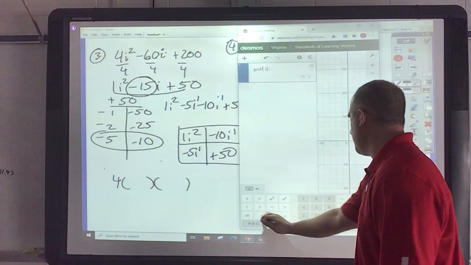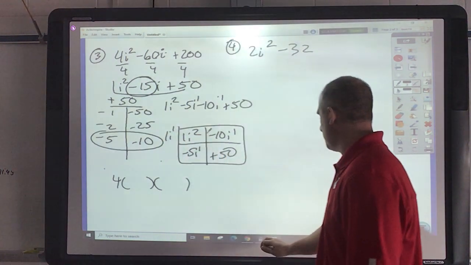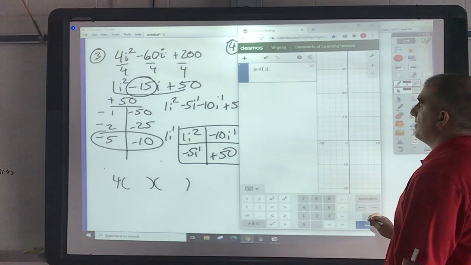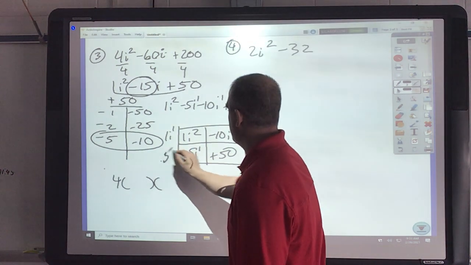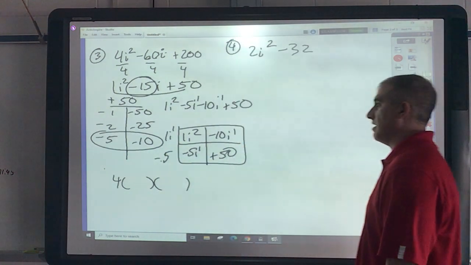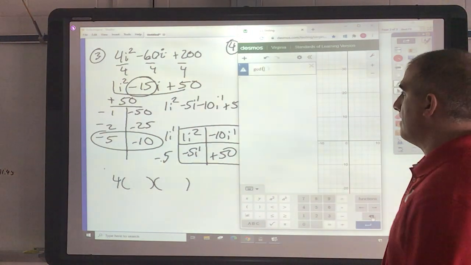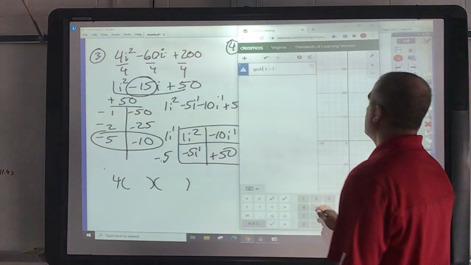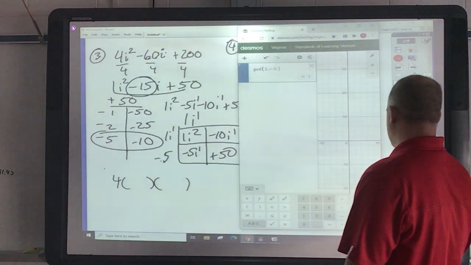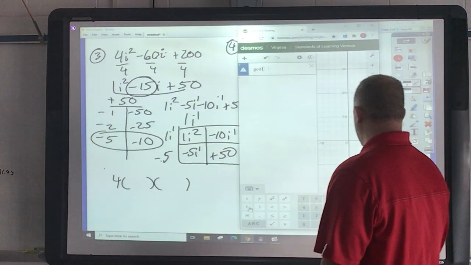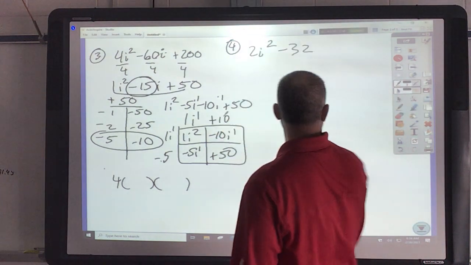Okay, so I got 1 and negative 10, which gives me 1. They both have i, so i to the first because that's the smallest exponent. Then I do negative 5 and 50. It's going to be 5. Since there is a negative there, that's going to be negative 5, no i. Okay? And I go the other way. I got 1 and negative 5, which gives me 1. They both have i, smallest exponent is 1. Then I do negative 10 and 50. It's 10.